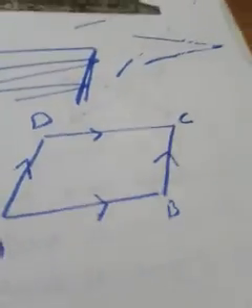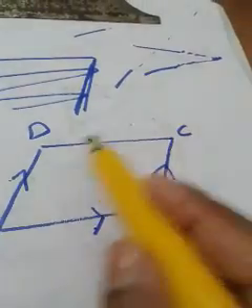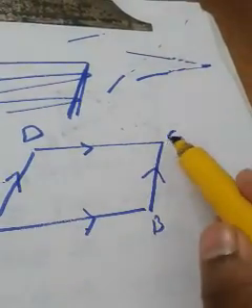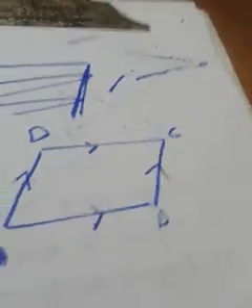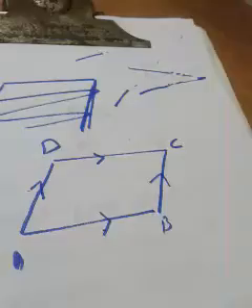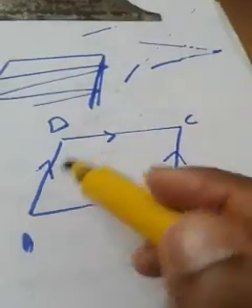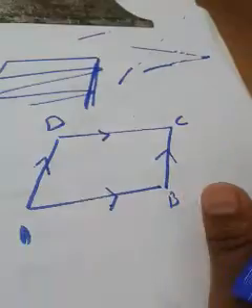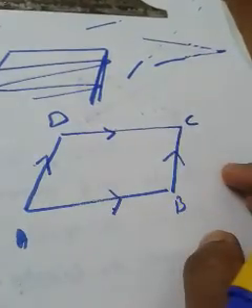But here, when I say this line and this line are parallel, if you extend them in this way, they will not intersect, just like a railway track. They go like this in a parallel way. And if you extend this line and this line, they also will not intersect. So that is what a parallelogram is.